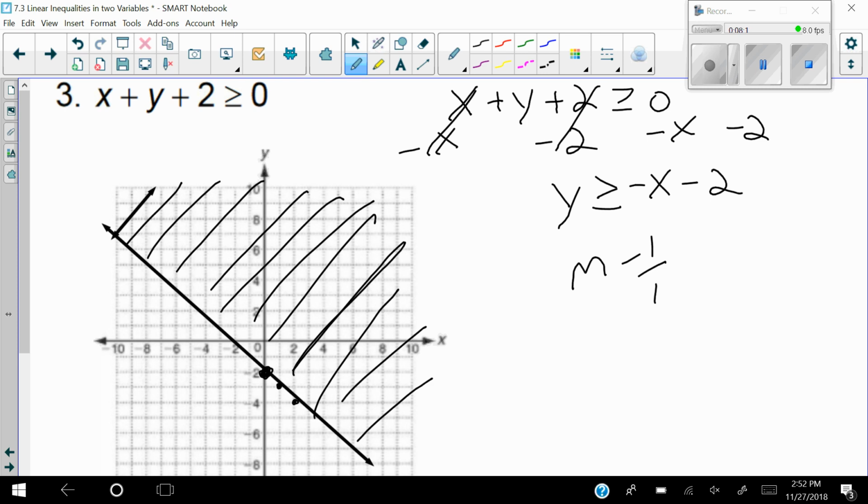So those were 3 examples of linear inequalities in 2 variables.